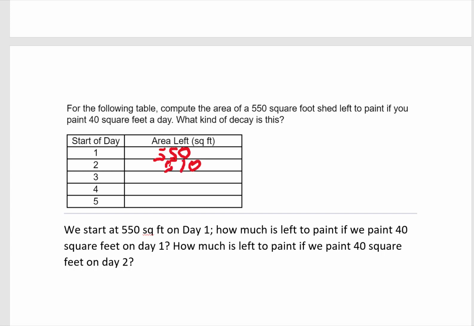And on day 3, at the beginning of the day, there's 470. And on day 4, there's 430. So each day we're subtracting 40. And on day 5, there's 390. And what kind of decay is this? This is linear. Same amount is lost each day.